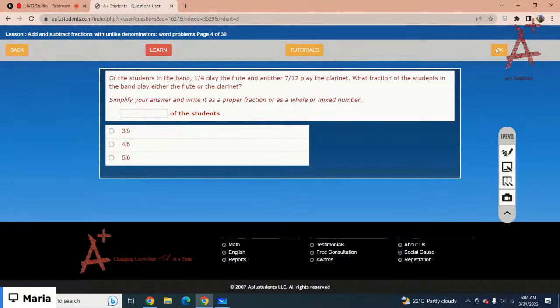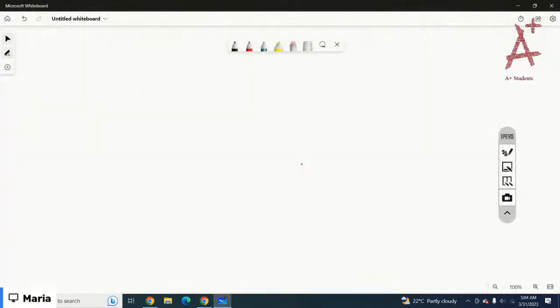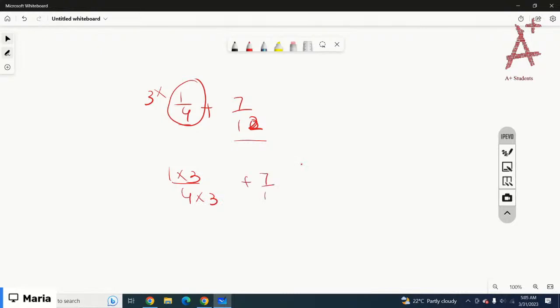Okay, the next one is of the students in the band, 1/4 play the flute and another 7/12 play the clarinet. What fraction of the students in the band play either the flute or the clarinet? So you have to add 1/4 and 7/12. Okay, let's just add them. 1/4 and 7/12. You have to make their denominator same. Here you have 4 and here you have 12. You have to make the smaller denominator equal to the greater one. Got it? So you have to multiply this fraction by some number that can make the denominator 12. So 4 times 3 is 12. So you have to multiply this fraction by 3. So you need to do 1 times 3 divided by 4 times 3. Got it? So it would be 3 times 1 is 3 and 4 times 3 is 12.